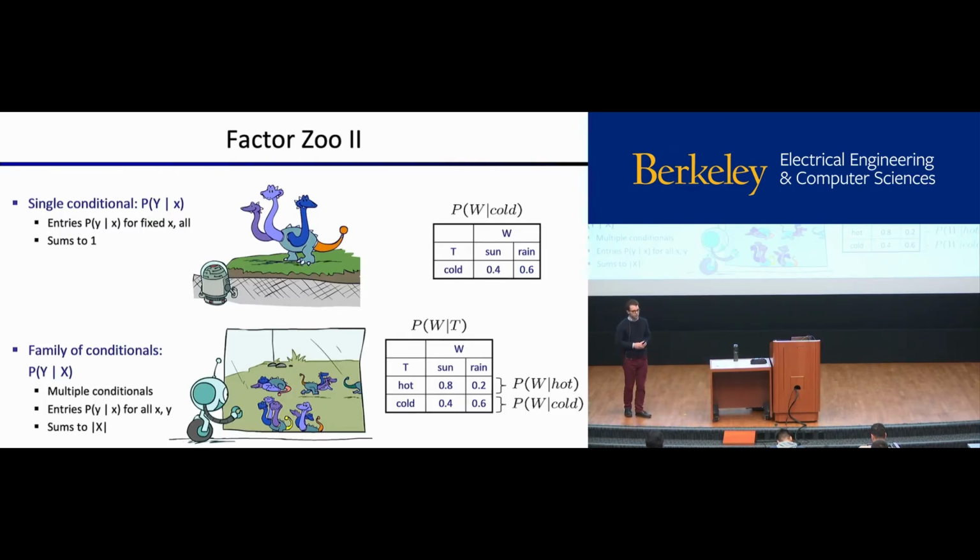Yes? Why do we have 2 different types of what? Oh, this is just page 2 of the factor zoo. Yeah. Okay. Other questions so far? We have one more type that we're going to talk about.